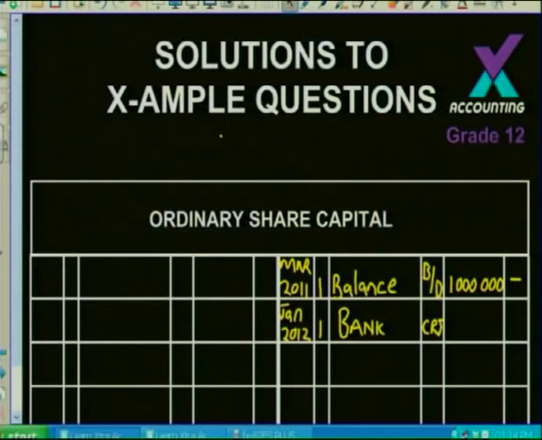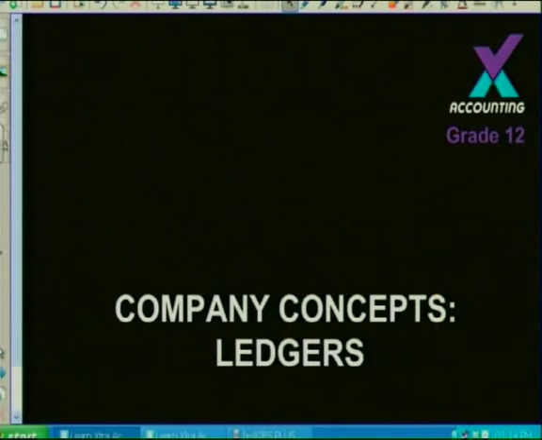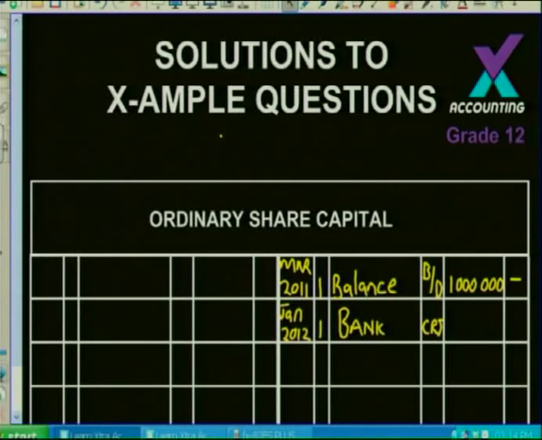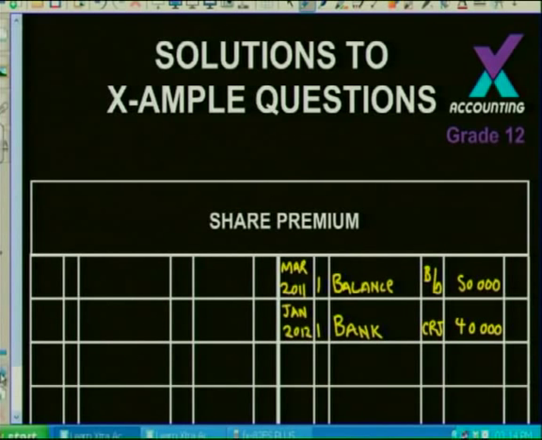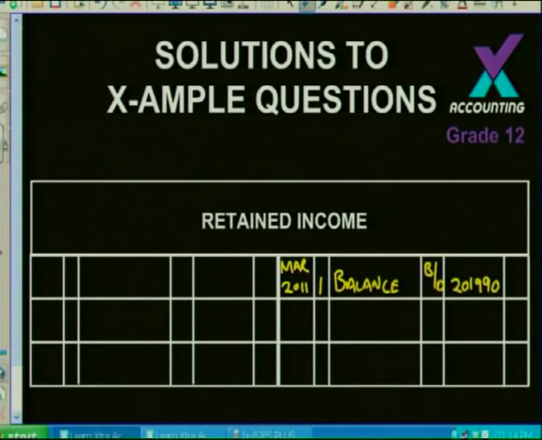Right, let's look at the accounts that we're going to be completing. If I go to the answer sheet, you're going to have to complete your ordinary share capital account. Let's identify the account quickly. Owner's equity minus plus. Then we need to complete share premium. Classify the account. Owner's equity minus plus. Then we've got retained income.